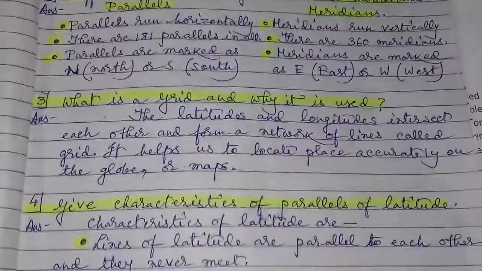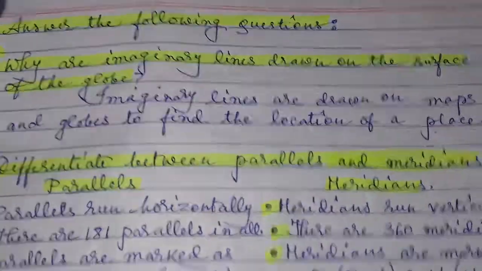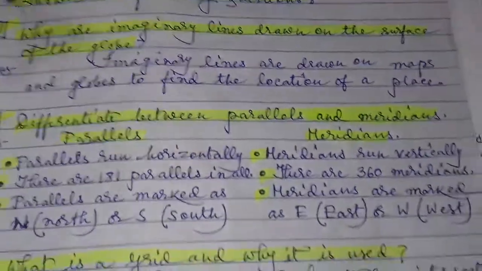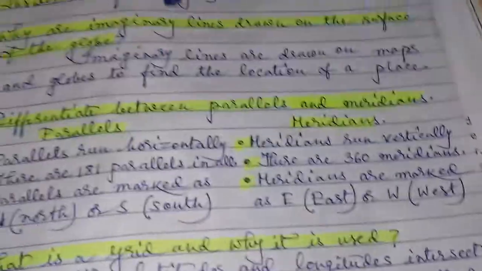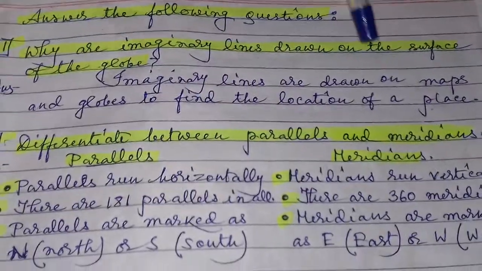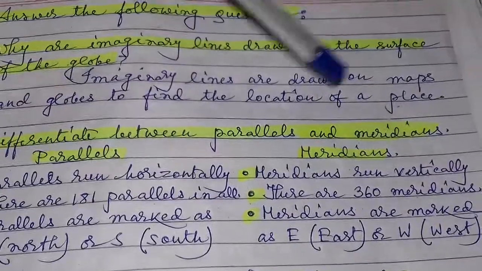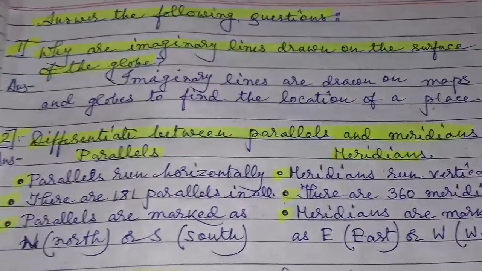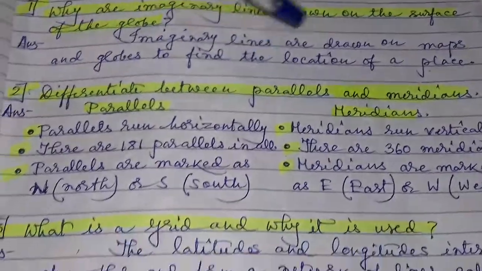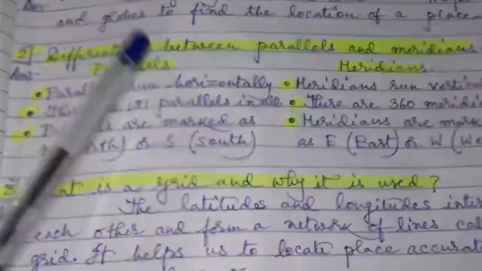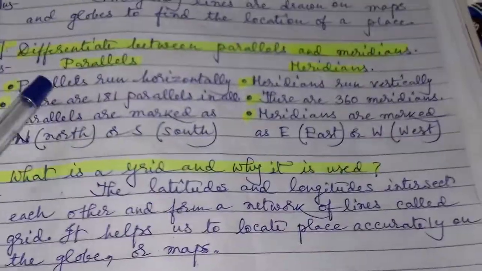Next, answer the following questions. Question number 1. Why are imaginary lines drawn on the surface of the globe? Imaginary lines are drawn on maps and globes to find the location of a place. Next, question 2. Differentiate between parallels and meridians.